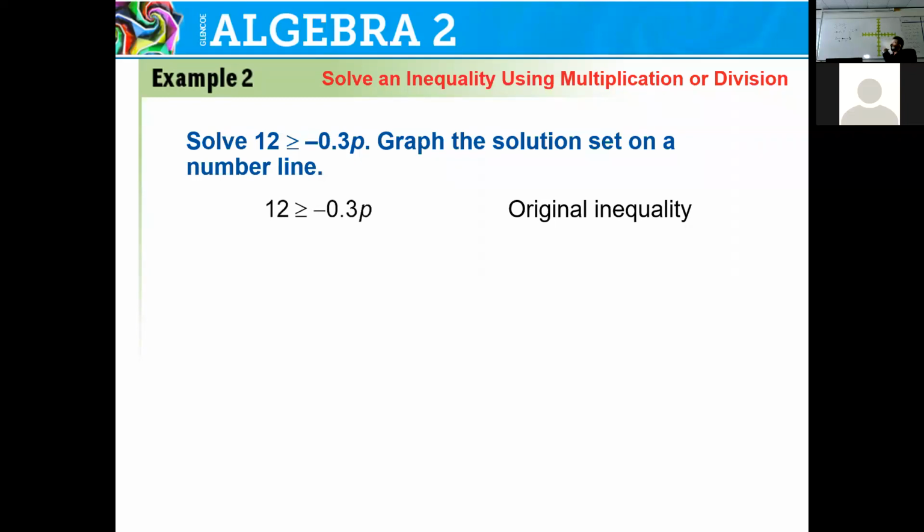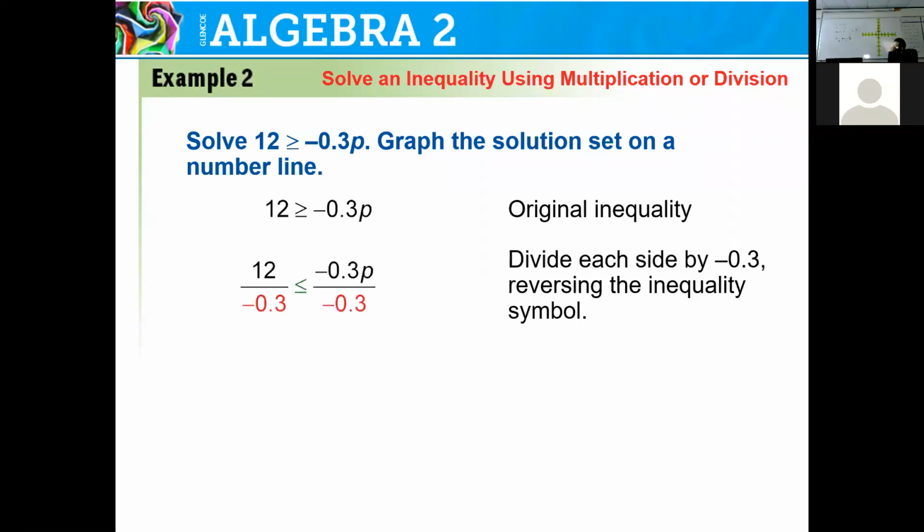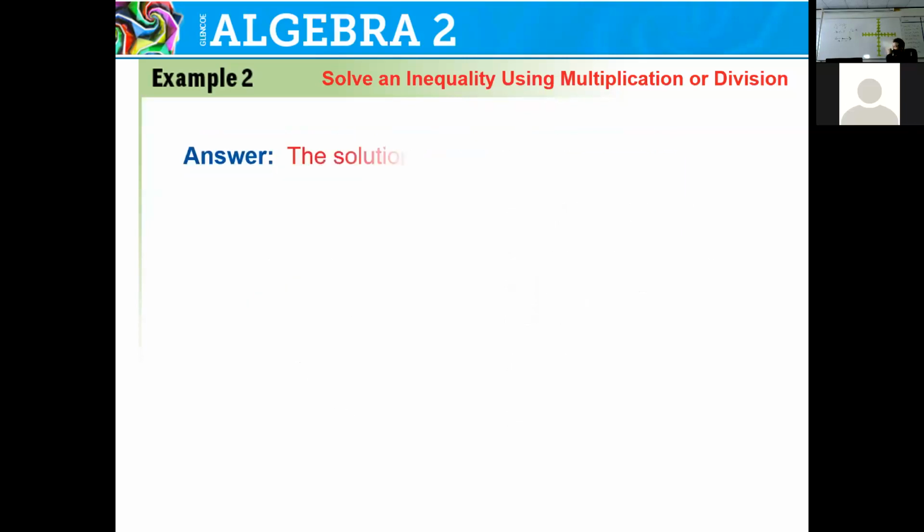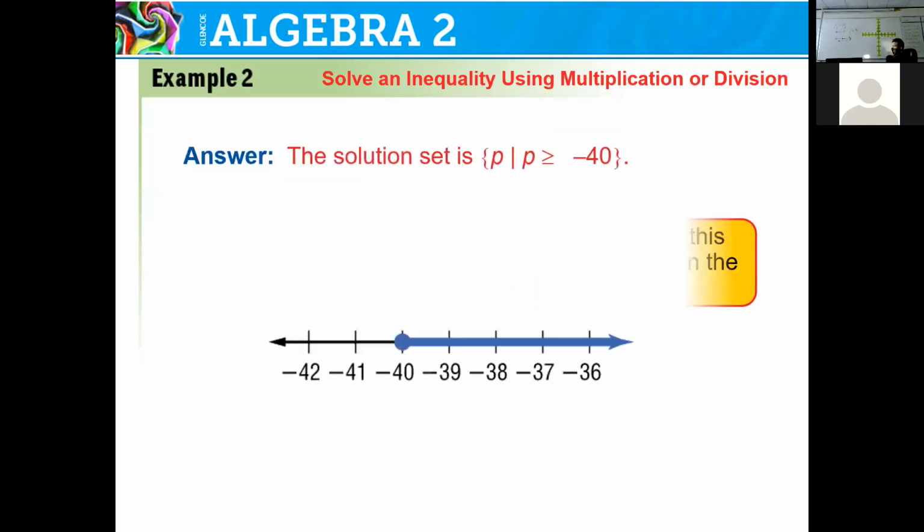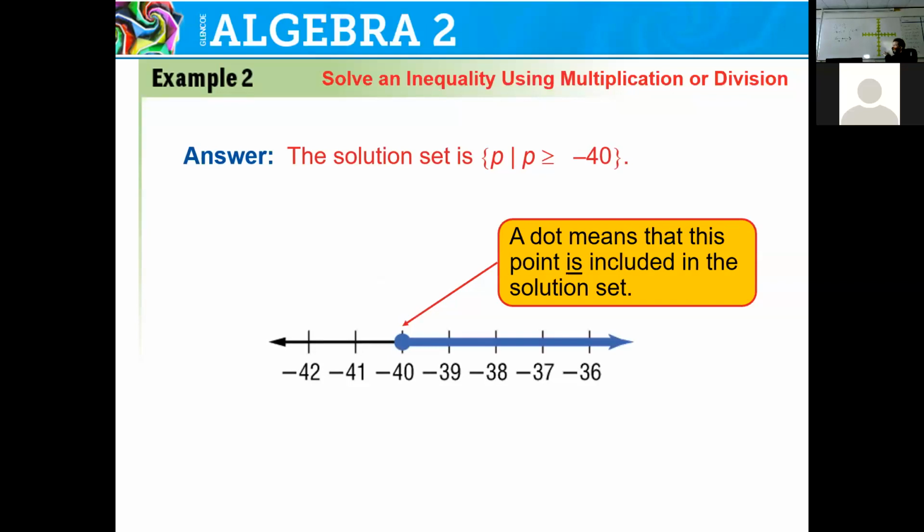So they rewrite the original inequality. They divide both sides by negative 0.3, and you can see it reverses the inequality symbol. So they come up with negative 40 is less than or equal to P. Then they rewrite it with P first so that the inequality sign turns into an arrow on which way to graph. And then you can see on their number line, they have a closed dot on negative 40, and they've shaded to the right.